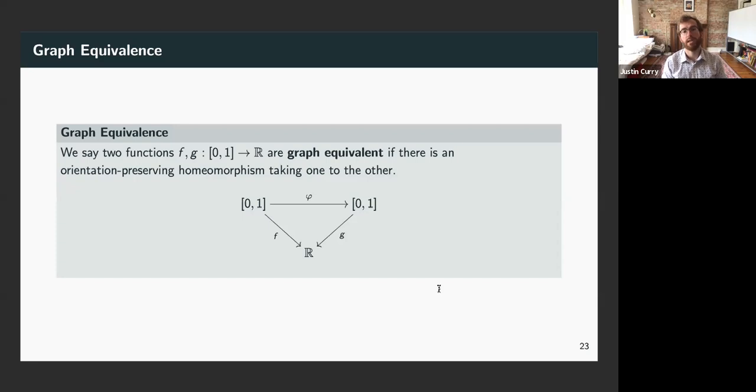However, if we impose an equivalence relation on time series, which is called graph equivalence, which asks that I be able to reparameterize my interval, reparameterize time in an orientation preserving way, and take one function to the other, that plus a sort of Dirichlet boundary condition, that actually gives rise to a finite classification of functions with the same barcode.